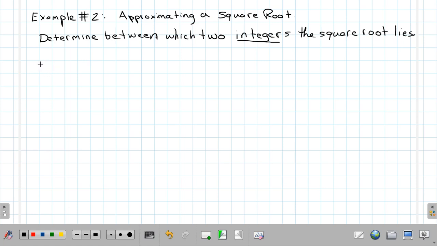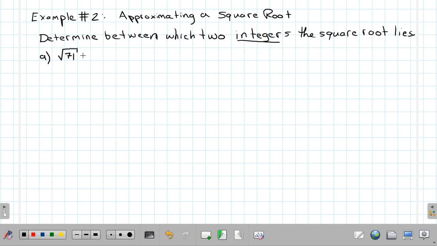Okay, so there's actually a hard way and an easy way to do this. I'm going to talk about the hard way, but then I'm going to show you the easy way. So technically what you would do, part A, we've got the positive square root of 71. One way you can do this without using a calculator is you could think about the perfect squares.